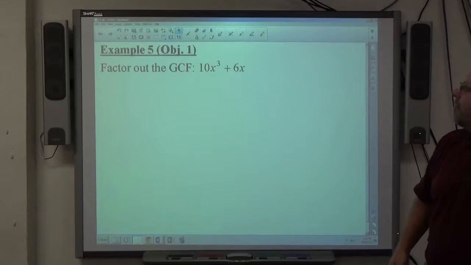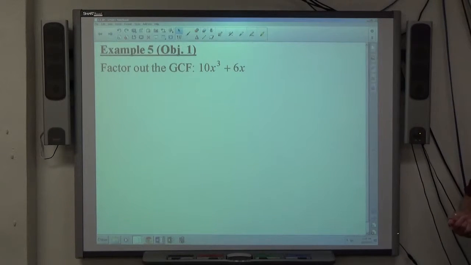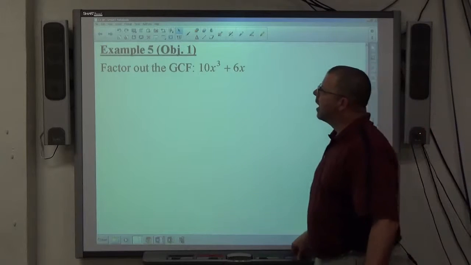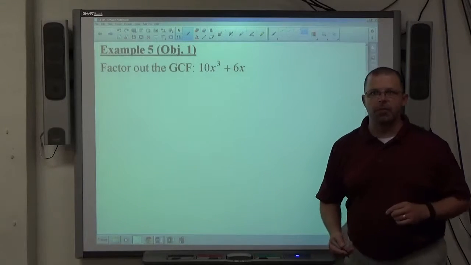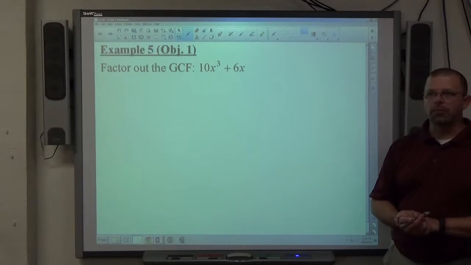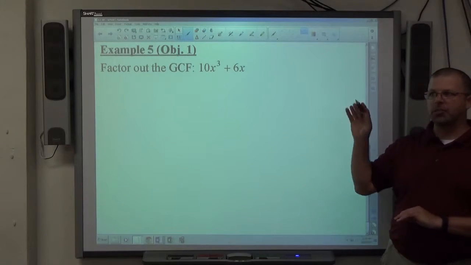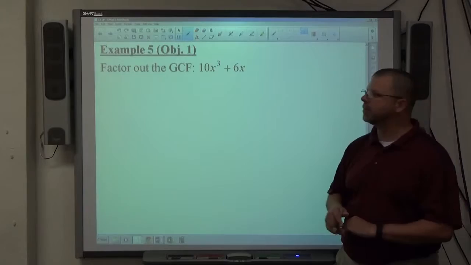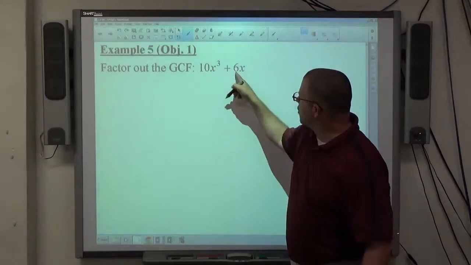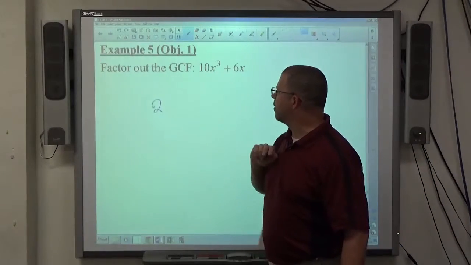Okay, example 5, factor out the greatest common factor of 10x cubed plus 6x. Greatest common factor is the first step of factoring. So anytime the job says to factor or factor completely, this should be the first thing you look for: greatest common factor. 10 and 6 are both even, so 2 goes into both numbers.